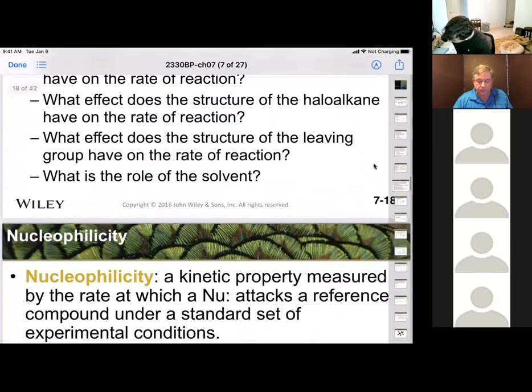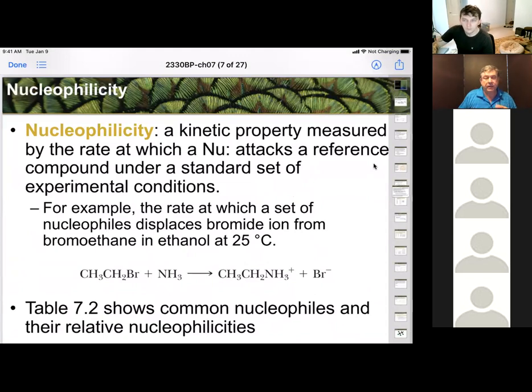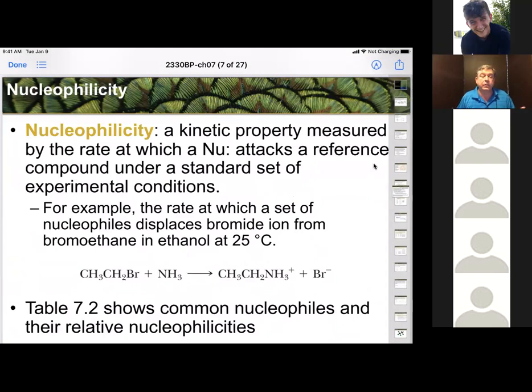Okay, so the first thing we want to talk about is nucleophilicity. Nucleophilicity is basically a kinetic rate of how your nucleophile attacks under a certain set of conditions. So if it goes fast, it's going to be more nucleophilic than something that goes slow. Okay, so let's take an example where we look at taking ammonia. This is a neutral nucleophile. Those lone pairs are going to come, create a new sigma bond, and kick out that bromine at 25 degrees.